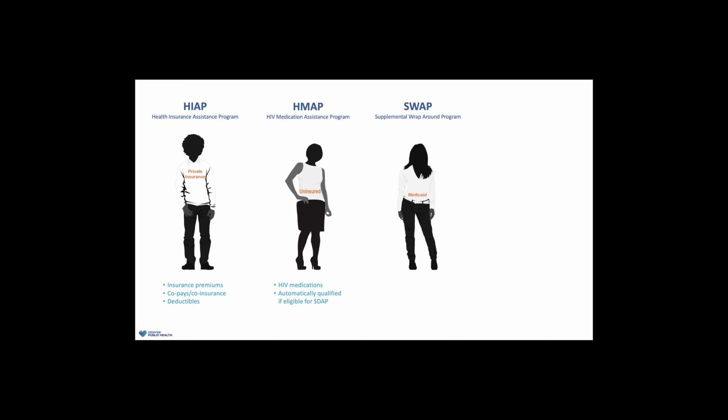The second program is called HMAP, or HIV Medication Assistance Program, and is for uninsured individuals to receive financial assistance to pay for HIV medications. If you qualify for SDAP, this program is automatic. The SWAP program, or Supplemental Wraparound Program, is for those on Medicaid. This pays for medical visit copays and prescriptions on the SDAP formulary.